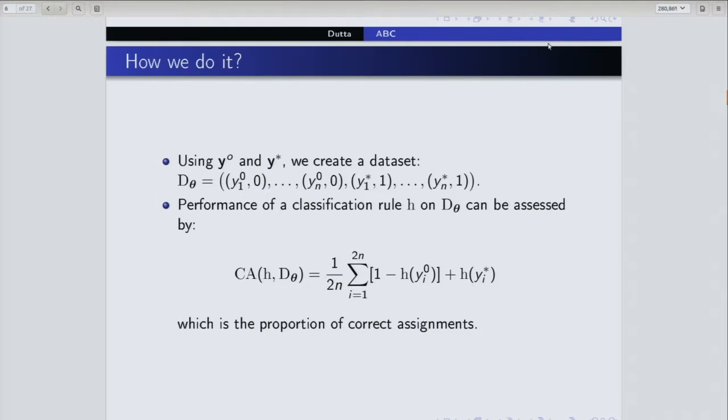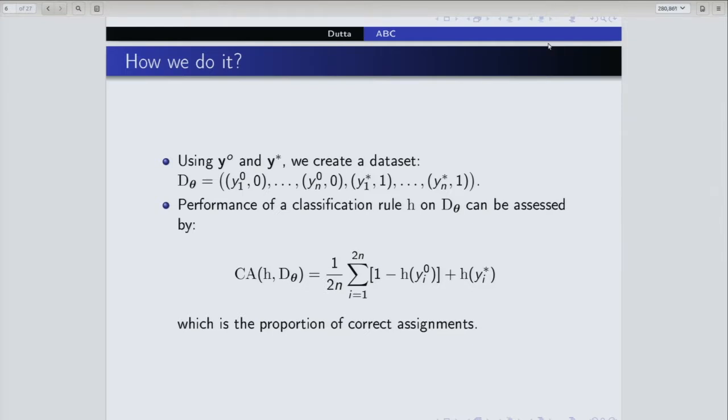So here is a more mathematical definition. You have these y1^0 to yn^0. These are the n samples inside your observed data. And let's say these are y1* to yn*. These are your simulated data. Then you create this whole data set and label them: these ones have label 0, coming from class 0, and these are labeled as class 1. You do a classification on them, and then see how well you can learn the classification rule. This is the definition of classification accuracy.